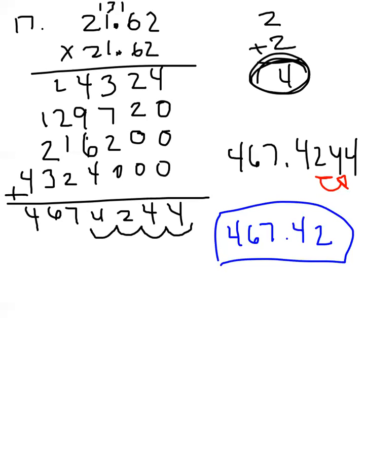Moving on to number 19. Let's clear this off. Number 19 is: divide the following decimals and round to the nearest thousandth place. So it's saying to divide 12 divided by 6.5.